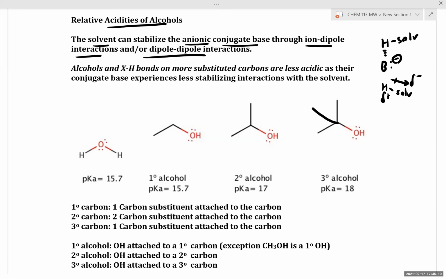Now, this may seem like an obvious point, but let's bring this up and make this explicit. In order for the solvent to stabilize your conjugate base, the solvent must be able to surround and approach the conjugate base, right? In order for this interaction to occur, which is a relatively short range interaction, the solvent must be able to get close to our conjugate base. Does everyone get that idea? Does that point make sense?